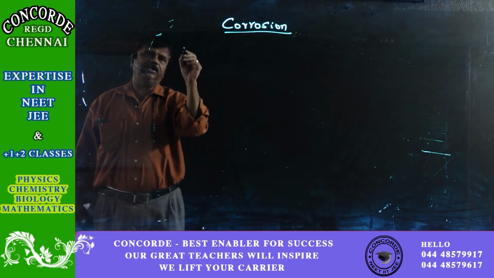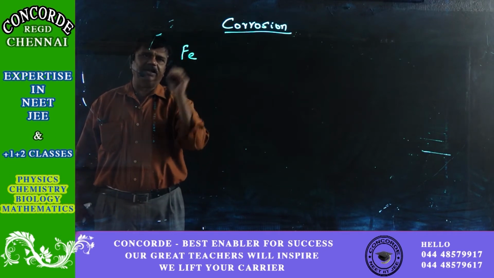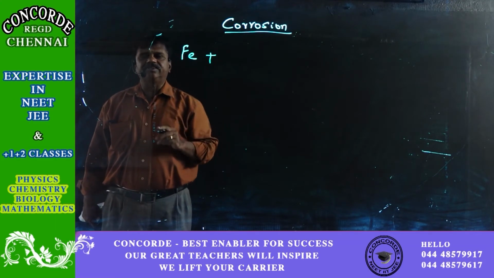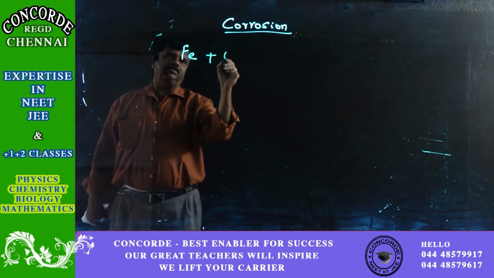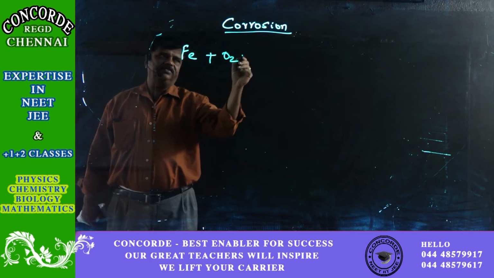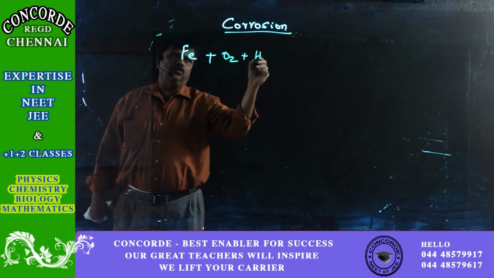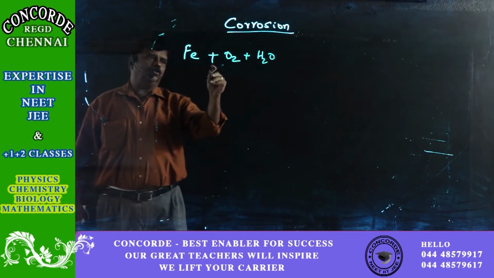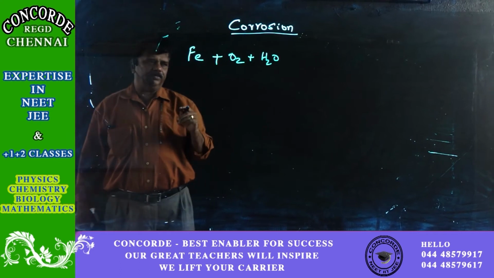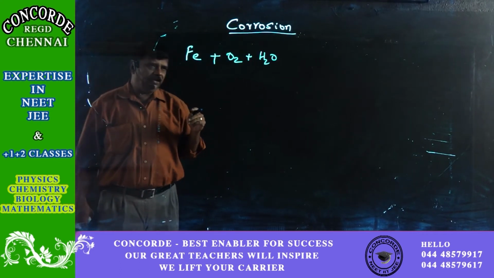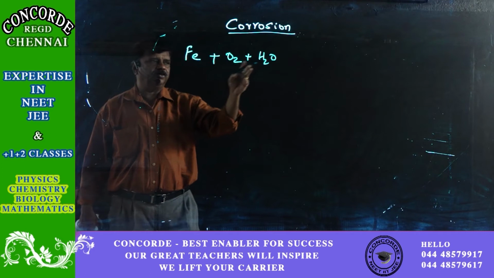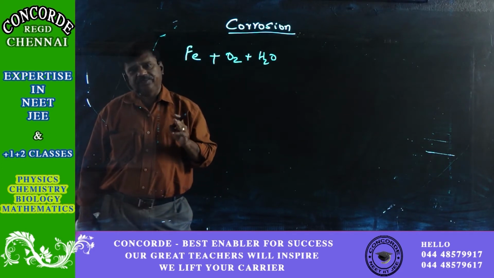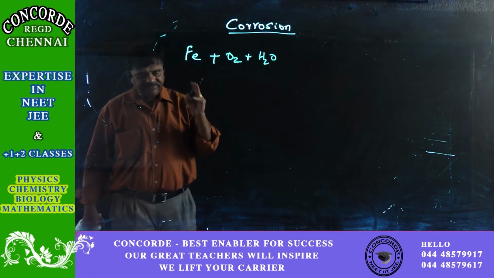So what is involved here? The present thing is iron. The articles are made out of iron. Iron is continuously getting interacted with O2 of the air plus H2O of the atmosphere. You know very well that atmosphere also contains water vapor. Water vapor is nothing but H2O. And oxygen, you know very well, is a part of the air. 21% of air is oxygen.